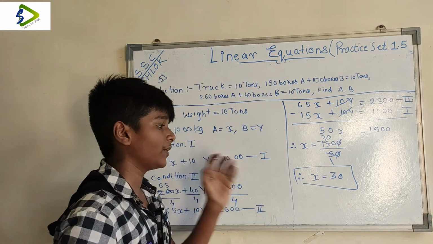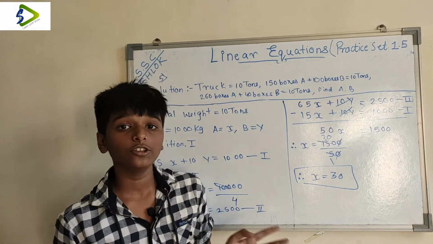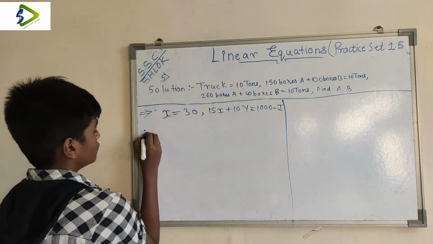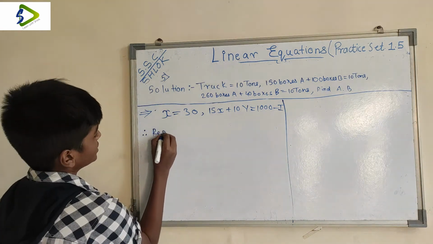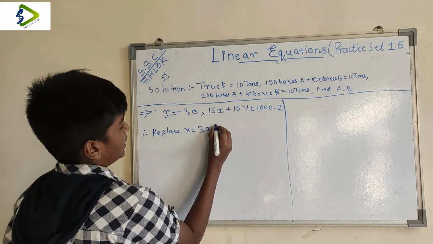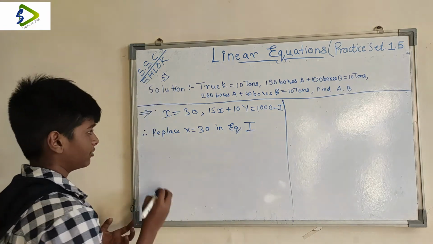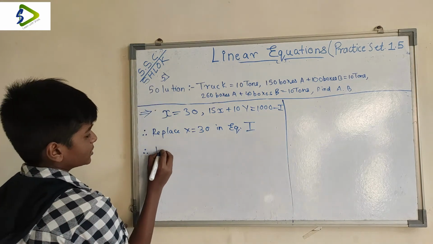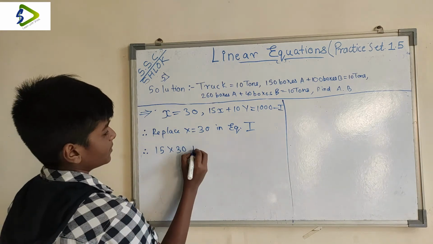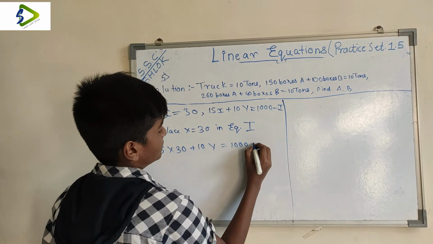We don't just want to find the value of x, we also have to find the value of y. So now that we have found x, let's find y. What we can do is replace the value. So let's replace x is equal to 30 in equation 1. I am taking equation 1, you can take equation 2. So what is the equation? 15x, but instead of writing 15x, we write 15 times 30 plus 10y is equal to 1000.